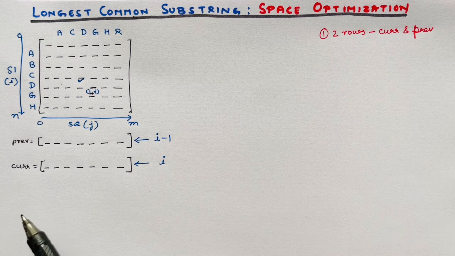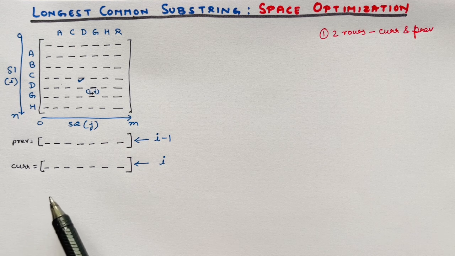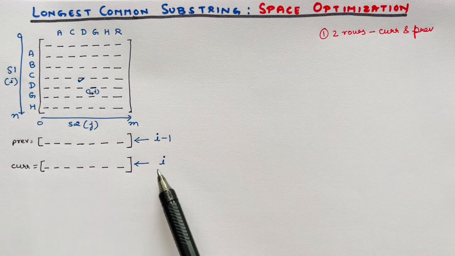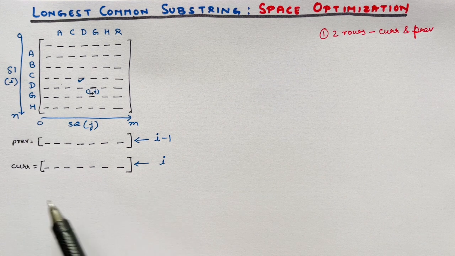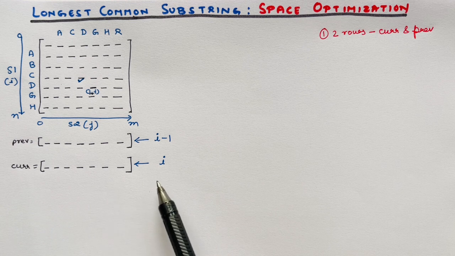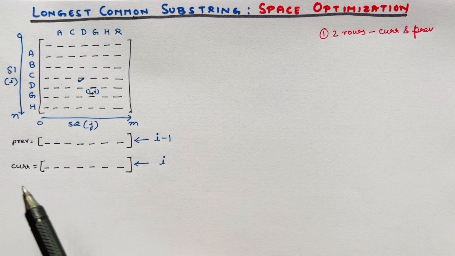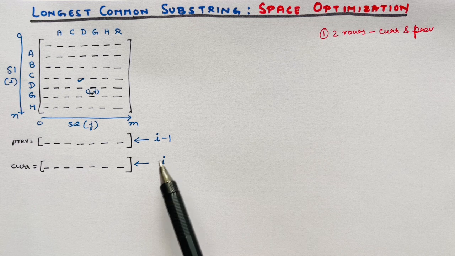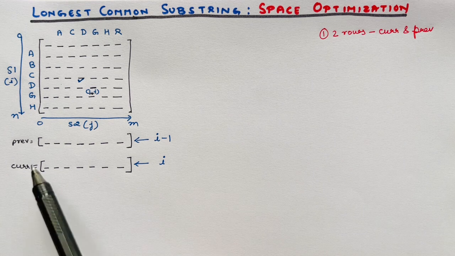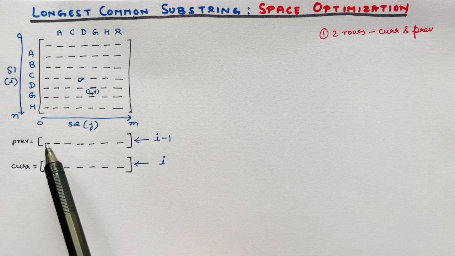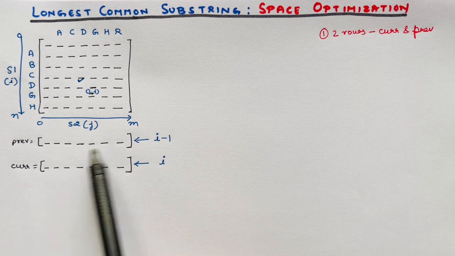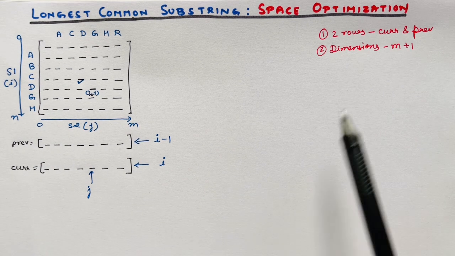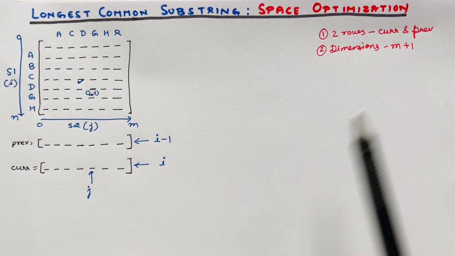First of all, let's just understand what do current and previous denote. The current row, let's say, corresponds to the first I characters of string S1. Now if current row corresponds to using first I characters of S1, what will previous row correspond to? The previous row will correspond to using first I minus 1 characters of string S1. And what will be the dimensions of this current and previous row? The dimensions will clearly be m plus 1, just like this. So we have noted that dimension of the two rows is m plus 1.